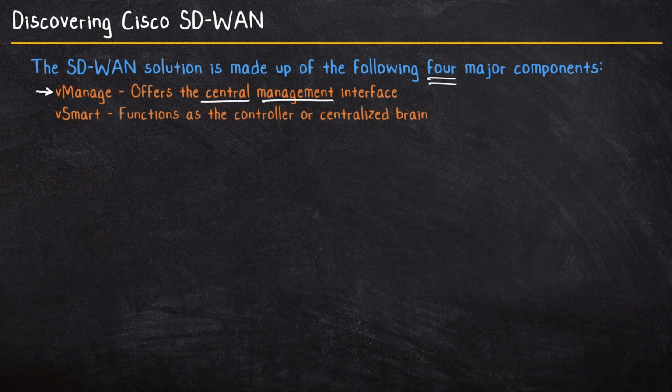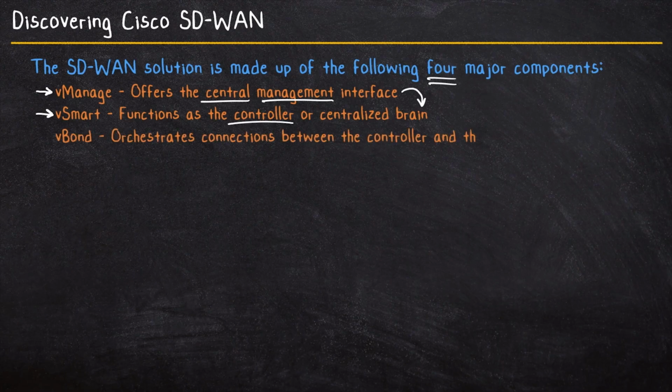Next is the vSmart controller. This again is the controller of this entire environment. The vManage controller is what tells the vSmart controller what to do, but keep in mind it's the vSmart controller that's actually doing it. So yes, vManage provides the graphical interface for us administrators, but when it comes to actually implementing this, it's being done by vSmart.